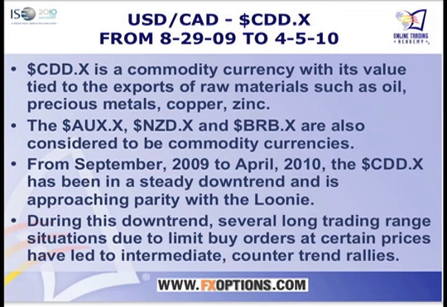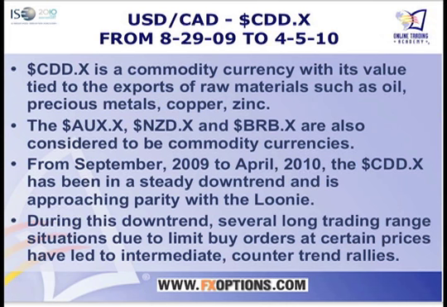So similar currencies would be the Aussie, the New Zealand, and our new British Real. So from September of 2009 to April of 2010, the dollar has been in a pretty much of a bear market against the CAD or the loonie. And during this downtrend, though, we've had several long trading range situations. There were large limit buy orders at certain prices that needed to be absorbed before price could go lower. And every time we hit these buy orders, we had some strong intermediate or counter trend rallies. So this is a currency that's in a sideways to lower trend.